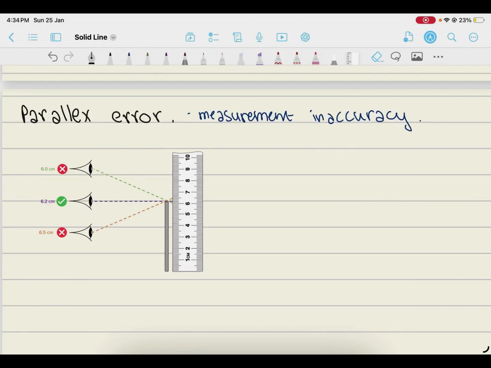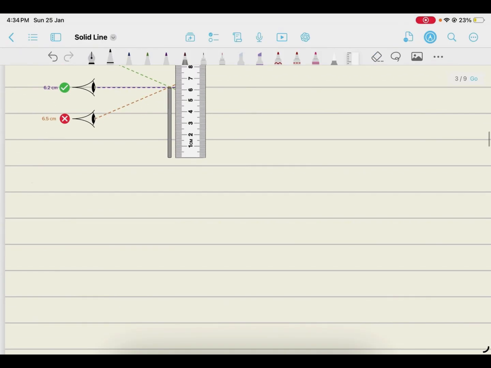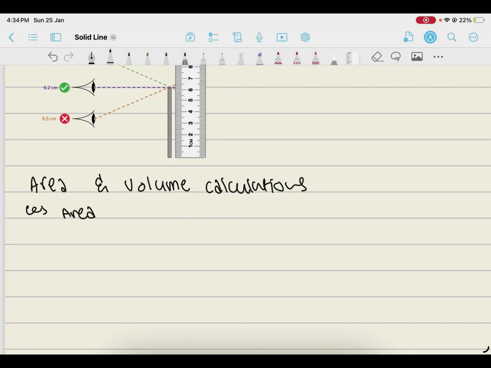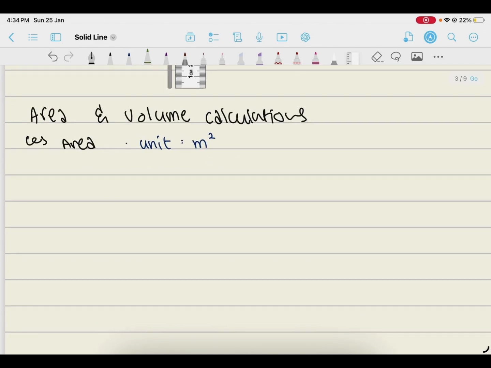Okay, so now we know it's a measurement inaccuracy. We're moving on to area and volume calculations. First, we have area. So area's unit is meter square, and we'll be talking about different formulas to calculate area.